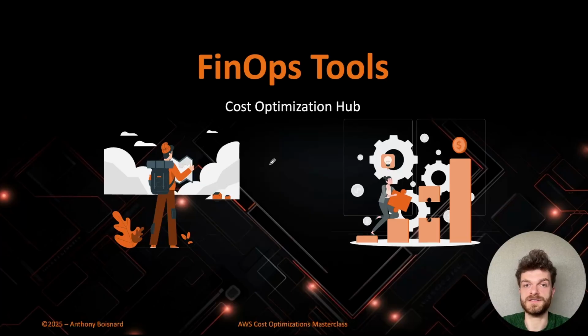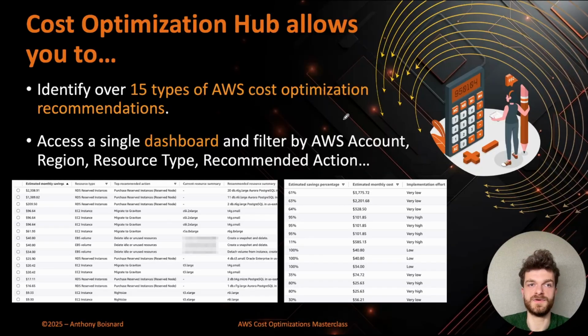Hi, another great tool to save money is to use Cost Optimization Hub. So let's dive in. First, Cost Optimization Hub allows you to identify over 15 types of AWS cost optimization recommendations, and you can access them in a single dashboard.